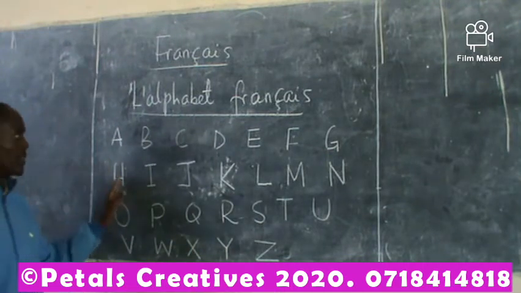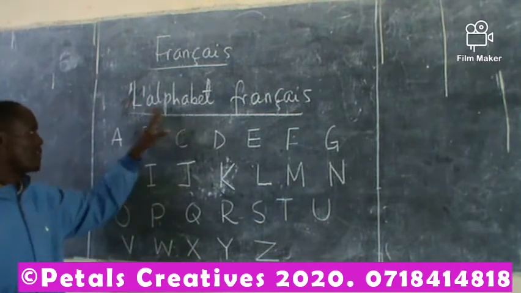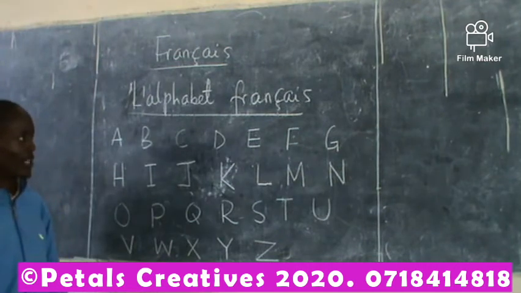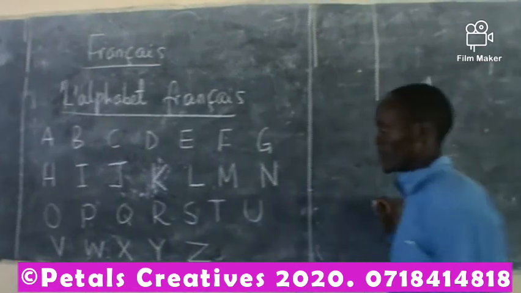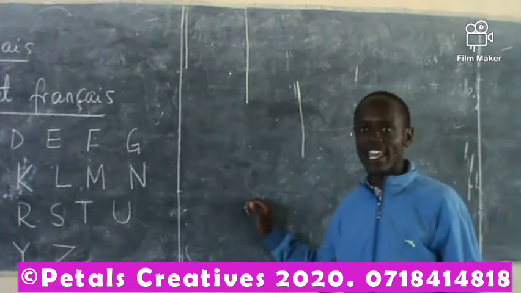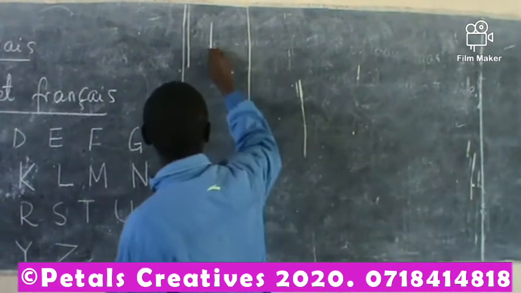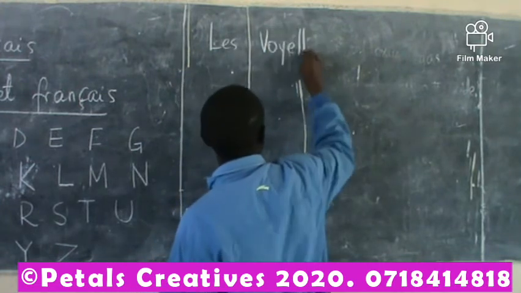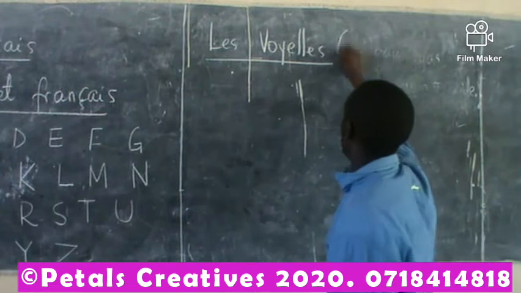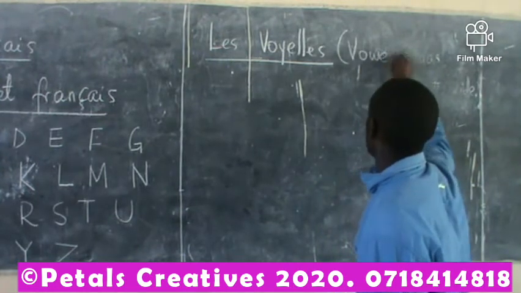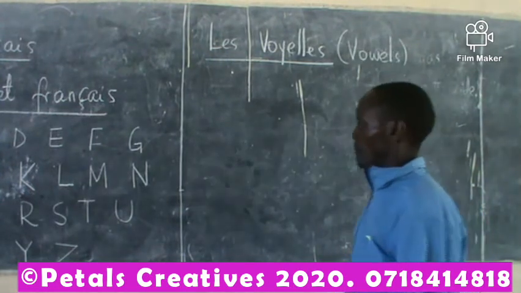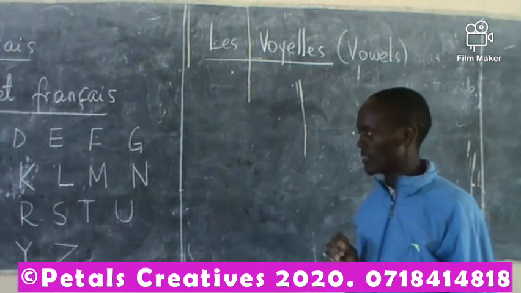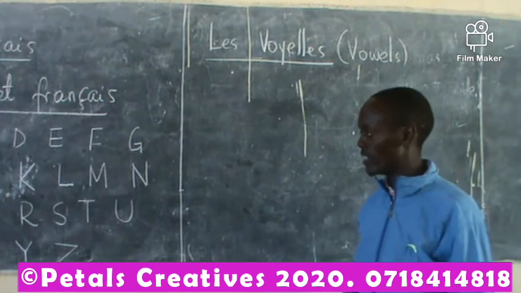Then, after having known the French alphabet, that is l'alphabet français, that takes us to vowels. Now, in French, we call vowels les voyelles. Les voyelles, which means vowels. It is just like in English, but we shall see where variations occur. There are just 5 like in English.